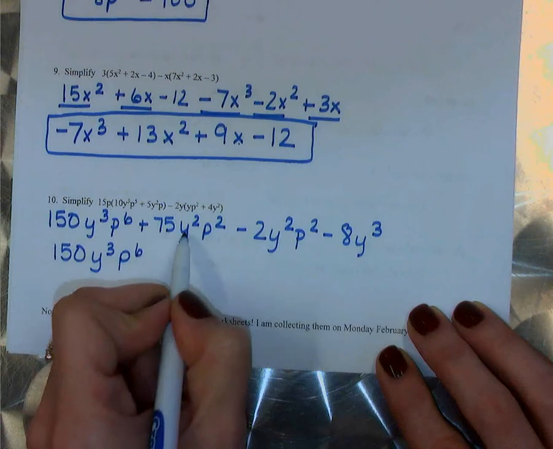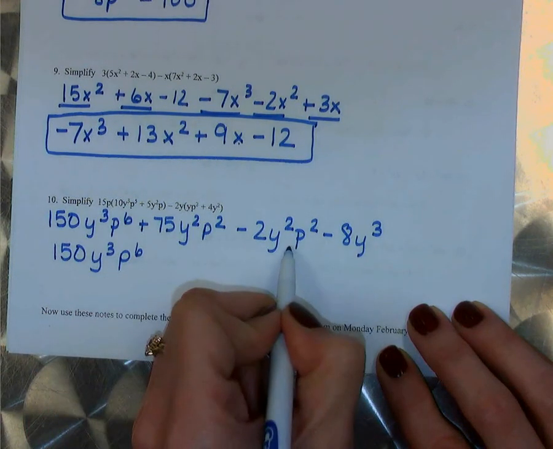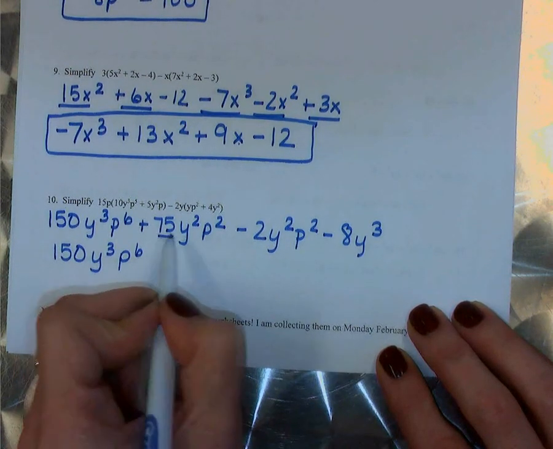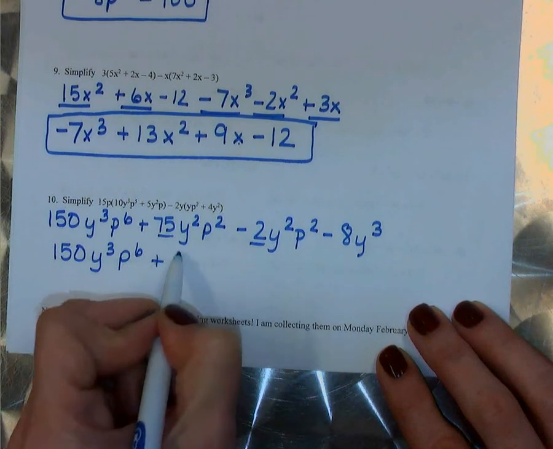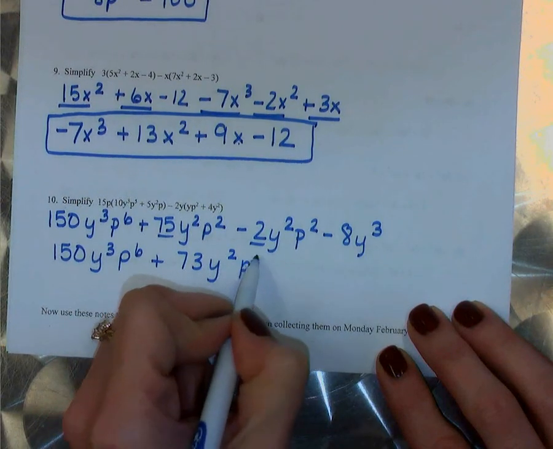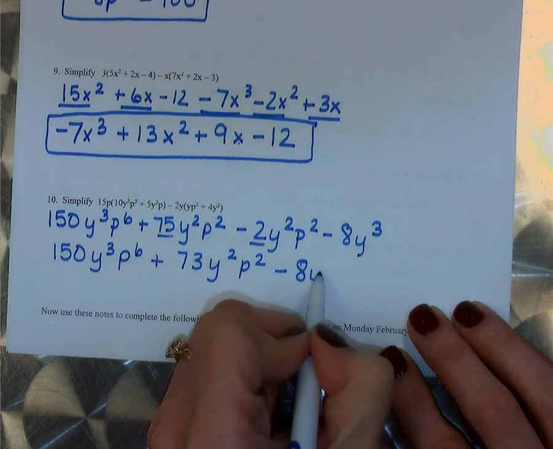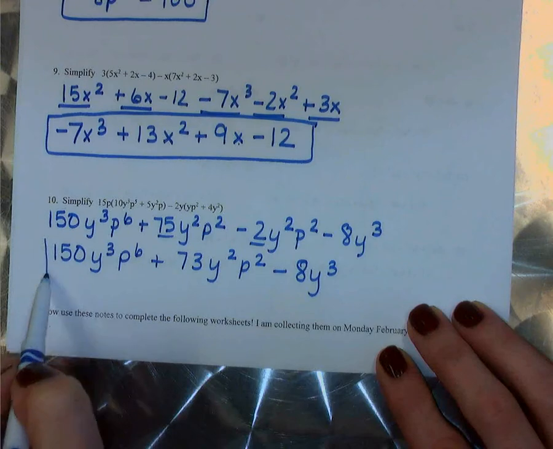Then I have y to the second, p to the second. Well, I see that here too. This has the same last name, y to the second, p to the second. So therefore I can combine the coefficients on those terms to get us 73y to the second, p to the second. And then I attach my minus 8y to the third. It has nothing to be combined with, and that's our final answer.